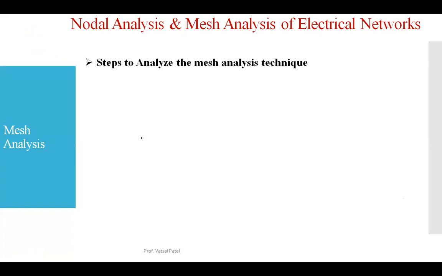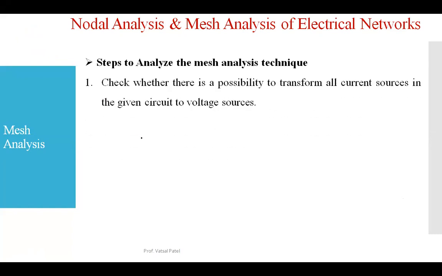the steps procedure is given over here to analyze with the mesh analysis technique. As we discussed earlier, we identify the mesh current using KVL, but the steps procedure we will follow I'm showing over here, which we have already done in our example also. So now you can understand very well what the mesh analysis technique is and what the node analysis technique is afterward. So the first step to apply the mesh analysis technique is to check whether there is a possibility to transform all the current sources in the given circuit to voltage sources or not.